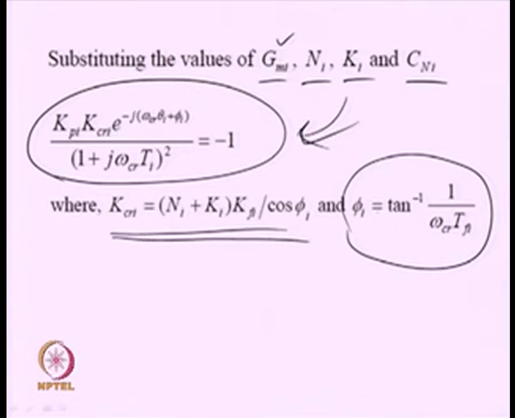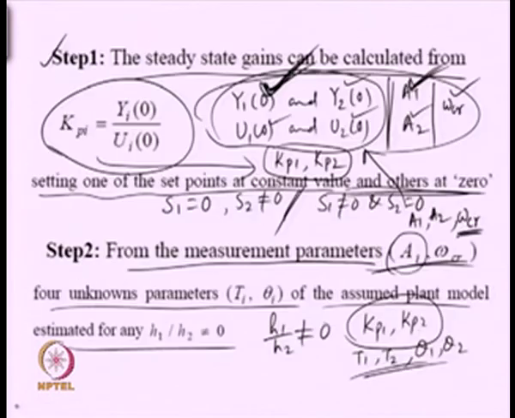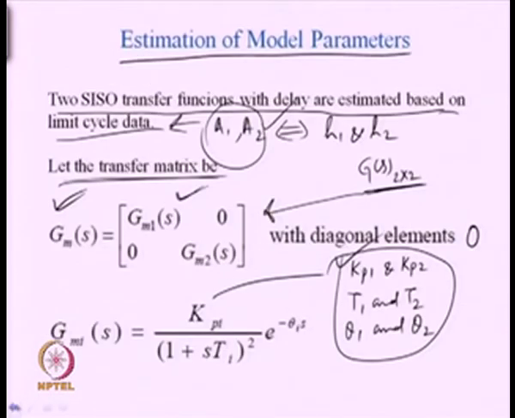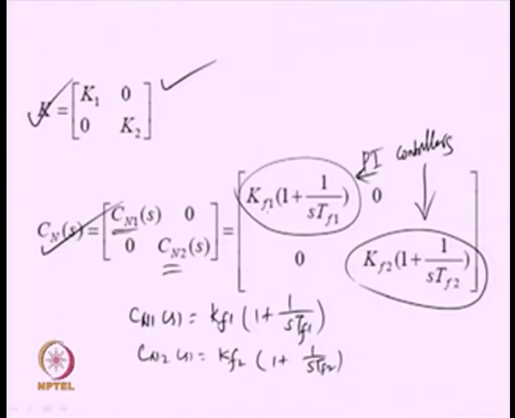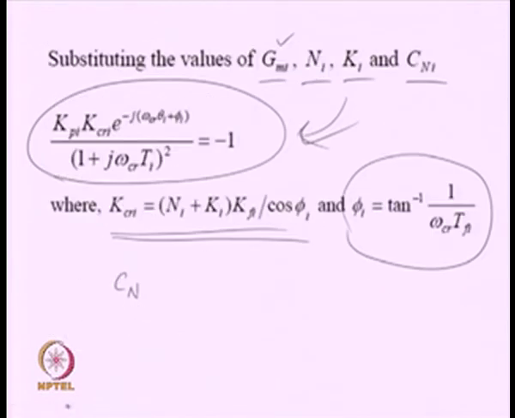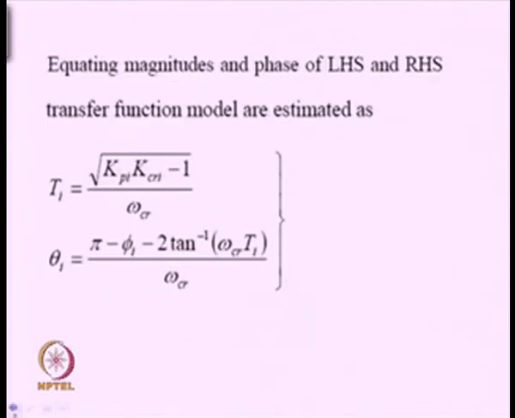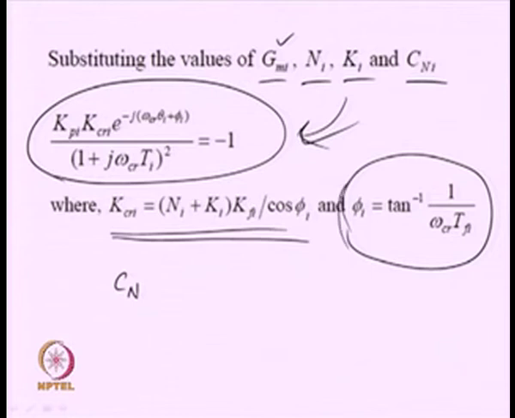Where do these angles come from? I know that the expression for Cn has a PI controller, which is given by KFI times (1 plus 1 upon S TFI). So, when you express this in the complex form, or in magnitude and angle form, φI is obtained.